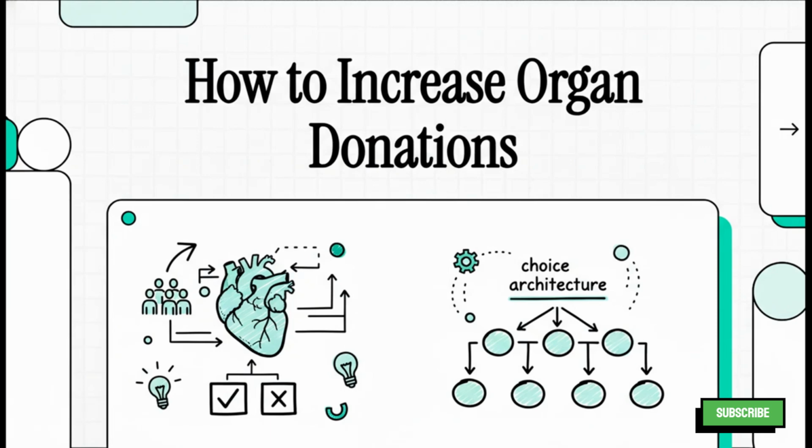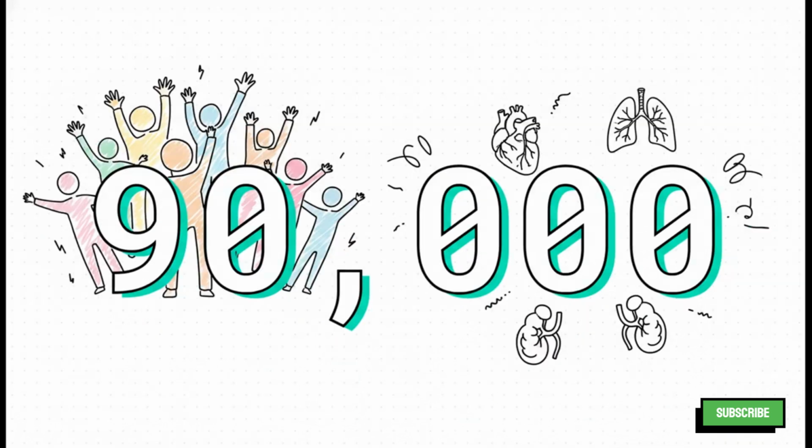All right, today we're diving deep into a really powerful idea from chapter 11 of the book Nudge, and it's all about how we can increase organ donations. It really comes down to something called choice architecture, which is just a fancy way of saying how our choices are presented to us. And we're going to see how even tiny, tiny changes in that presentation can have literal life or death consequences.